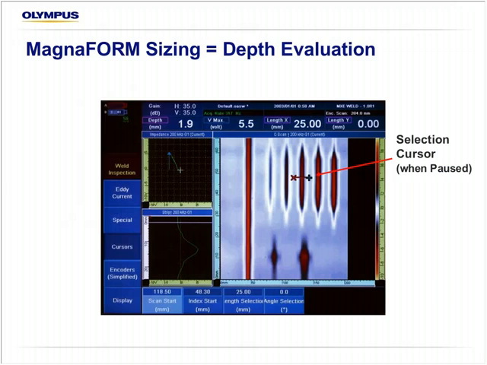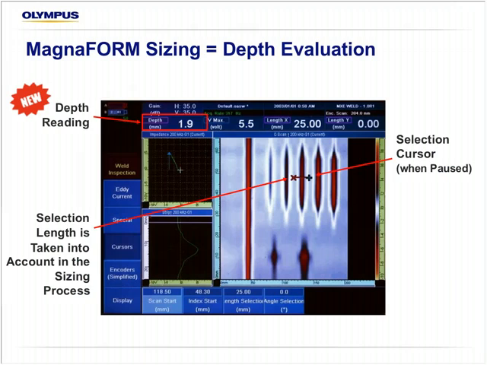So how that works, basically the user or operator would pause the instrument and use the selection cursors. And right after selecting the defect, a sizing display, the depth, is displayed on the top left of the screen with a millimeters or inches reading. While doing that, the length of the flaw is actually being taken into account in the sizing algorithm in order to compensate for shorter defects or longer defects in order to get a more accurate sizing.